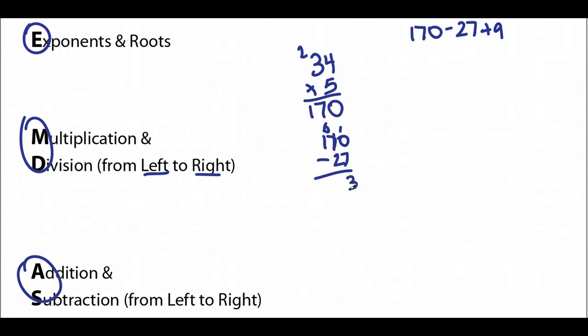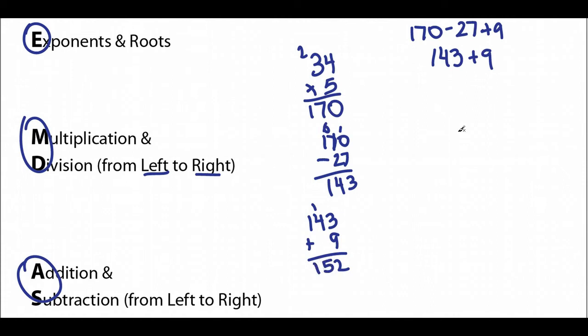10 minus 7 is 3. 6 minus 2 is 4. And drop down the 1. And so we get 143 plus 9. And then to finish it off, we say 143 plus 9 is 2. Carry the 1, 5, 1. So it's 152.